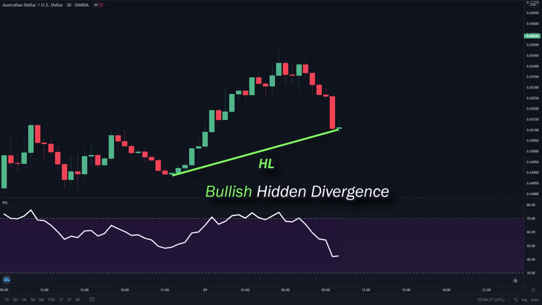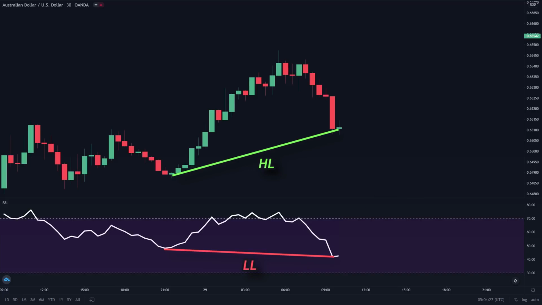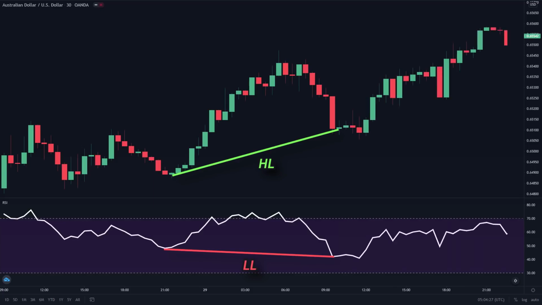However, if you look at the RSI, you can actually spot a bullish hidden divergence as prices made higher lows, but the RSI made lower lows. This signals a possibility that the uptrend may continue instead. And as you can see, the hidden divergence predicted the trend continuation perfectly.